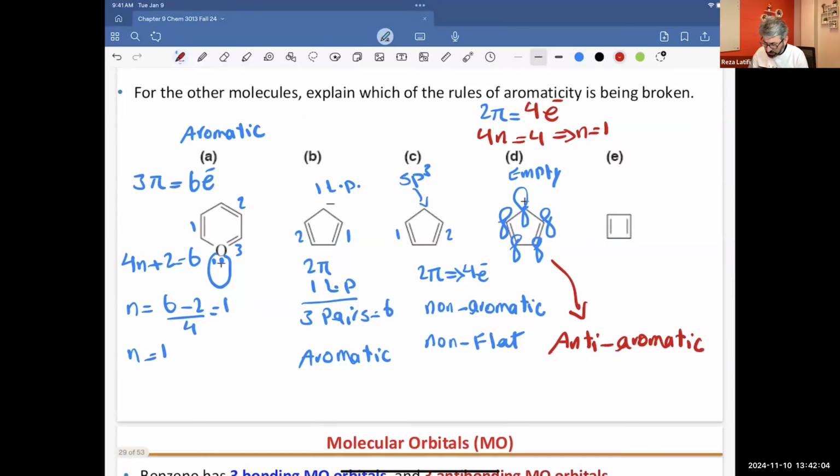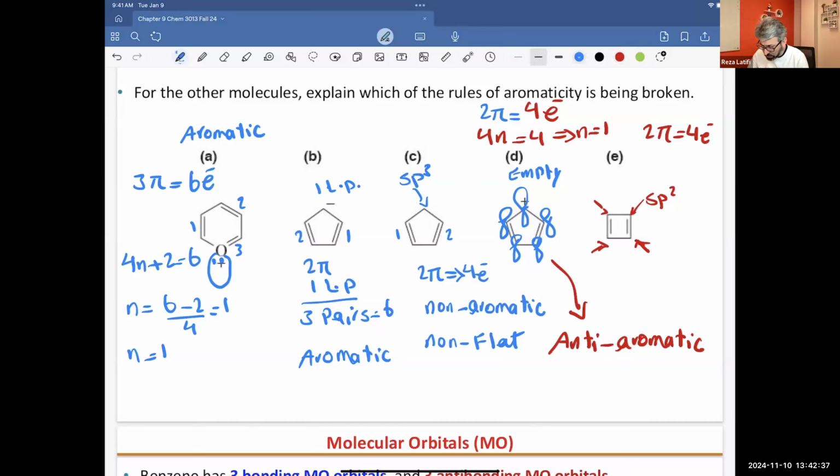Okay. How about E? E, we have 2 pi bonds, meaning 4 electrons. Okay. How about the hybridization? Is the molecule planar? Yes, the molecule is planar because the hybridization of each carbon is going to be sp2. So all carbon atoms come with sp2 hybridization. And do we have a p orbital on each atom? Yes, it's cyclic, it's flat, and we have sp2 hybridization.